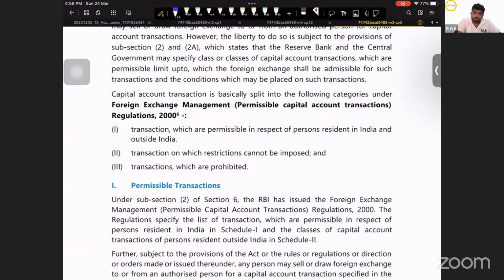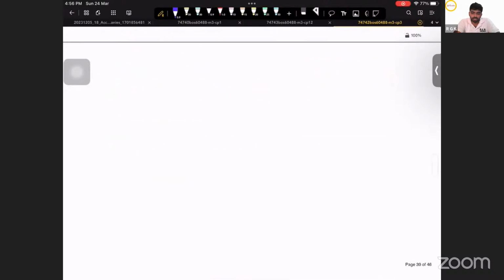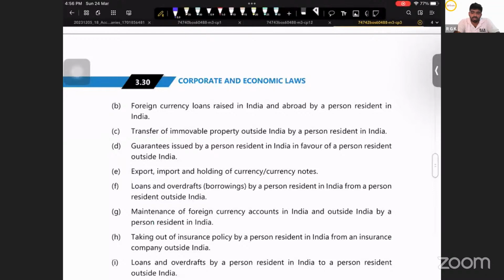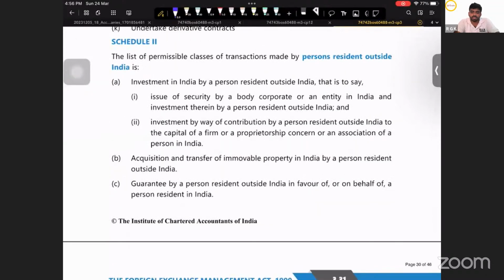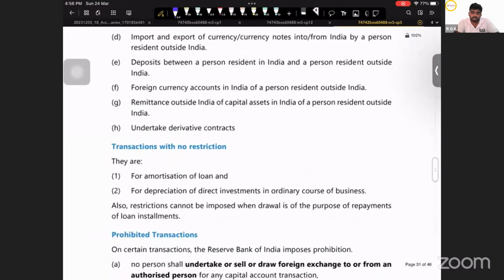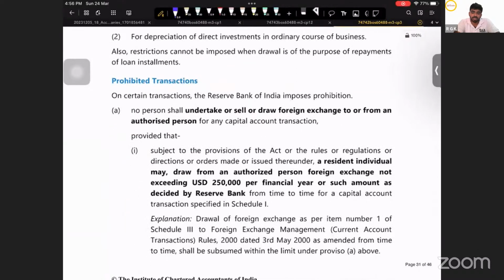So here, for permissible capital account transactions, there are three categories of transactions. One, transactions which are permissible in respect of persons resident in India and outside India. Two, transactions on which restrictions cannot be imposed. Three, transactions which are prohibited. Here, transactions which are prohibited are important. Transactions which are permitted are very simple. You can just see both lists and easily match those transactions. Prohibited transactions are a little bit important.